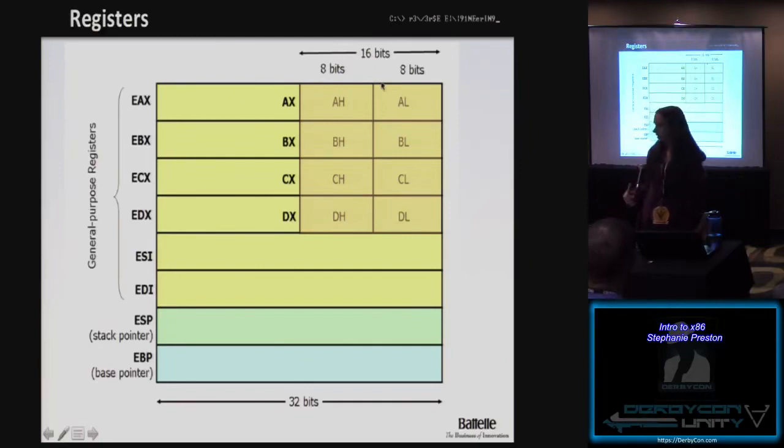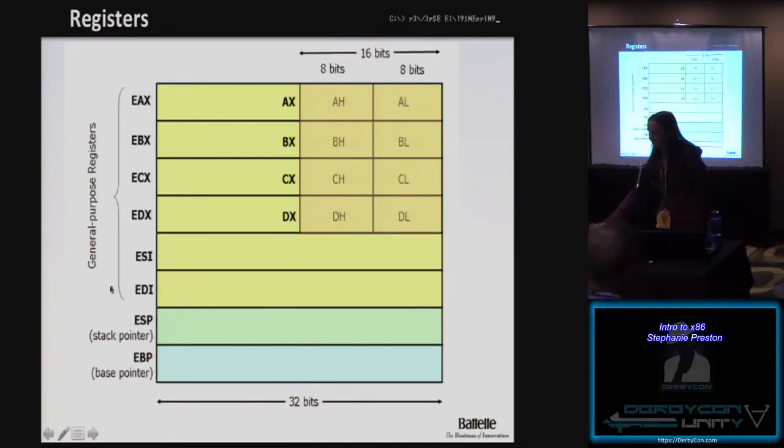But I can still access smaller subsets of that register. If I drop the E and just use AX, I'm accessing just the lower 16 bits. I can go even further and use either AH or AL for accessing the high 8 bits of the low 16 bits or the low 8 bits of the low 16 bits. And that's only on these main 4 general purpose registers up here.